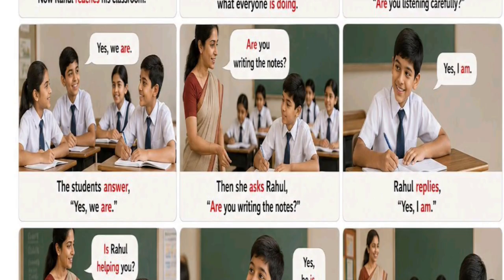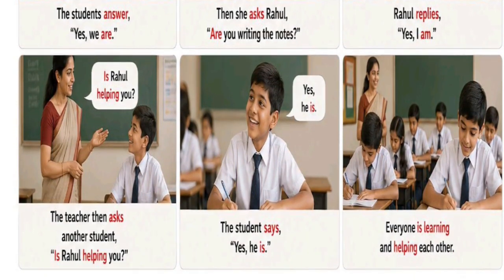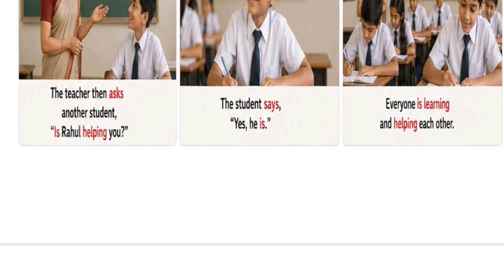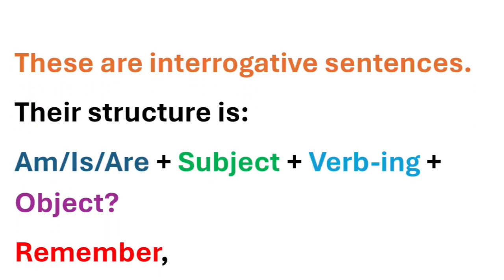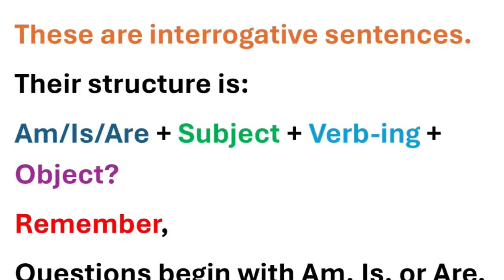The students answer, "Yes, we are. We are studying." Then she asks Rahul, "Are you writing the notes?" Rahul replies, "Yes, I am." The teacher then asks another student, "Is Rahul helping you?" The student says, "Yes, he is. Everyone is learning and helping each other." So these are the interrogative sentences that you saw just now.